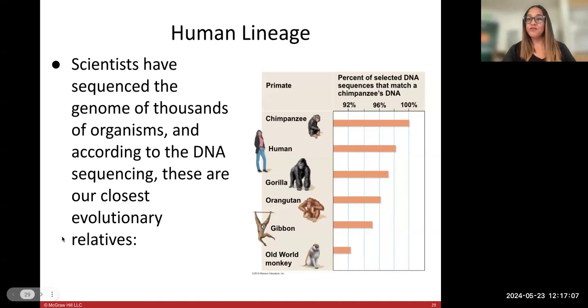Scientists have sequenced the genomes of thousands and thousands of organisms. And according to the DNA sequencing, these are our closest evolutionary relatives. So it puts the chimpanzee on top. If you compare a chimpanzee to itself, obviously the DNA is going to be 100% similar. But if you lay out all of our 3 billion base pairs next to a chimpanzee's 3 billion base pairs, we're 98.1 or 2% similar. We have a lot of similarities, so I'm going to say 98% similar. We have 2% differences in our DNA, which is a very, very small amount.